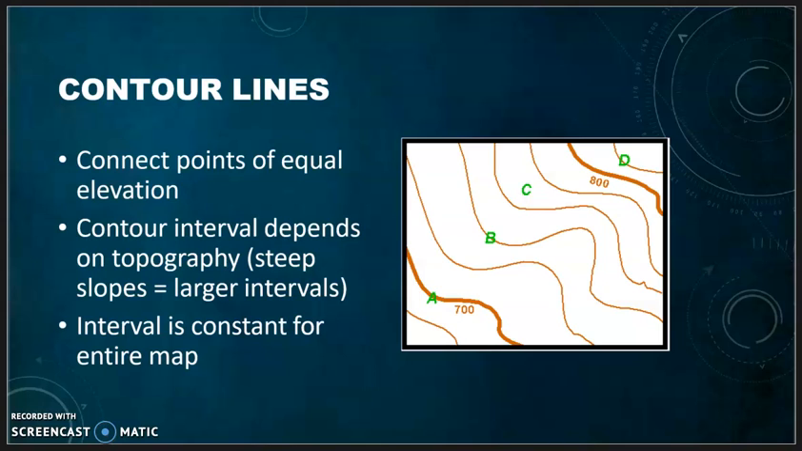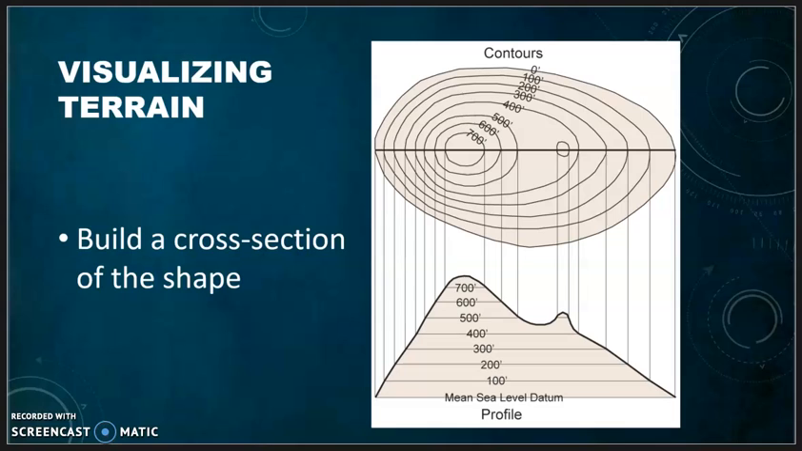So let's look at contour lines. So contour lines connect points of equal elevation. The contour interval depends on topography, so that means steep slopes equal larger intervals. And the interval is constant for the entire map. So when you look at a topographic map, look at it as if you're looking at a cross section of a shape. So if you were to have a mountain that has these different elevation changes and you were to slice it and look at it from on top, you would get your contour lines for a topographic map.